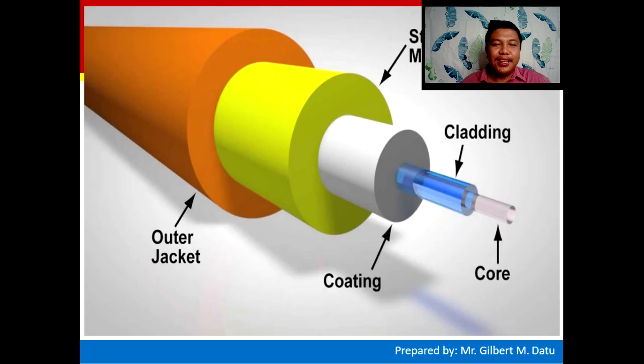So, ito yun. Ito yung sinasabi ko sa inyo kanina. Meron siyang outer jacket, coating, core, yung parang glasses. Meron siyang glass dito, yan. So, ito yung pinaka-glass niya. Meron siyang padding, yung pinaka-cover ng glass. No? So, susunod, isushow ko sa inyo kung paano ginagawa ang fiber optic na yan and also the UTP cable.